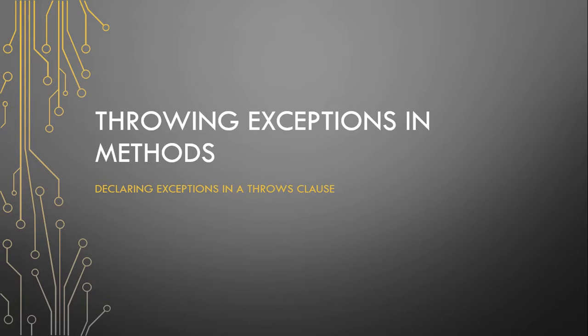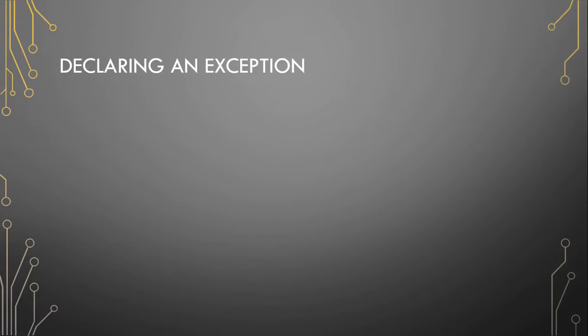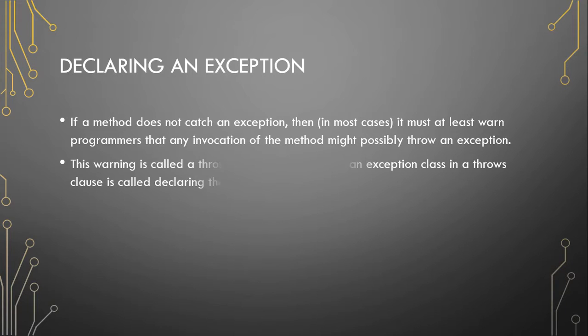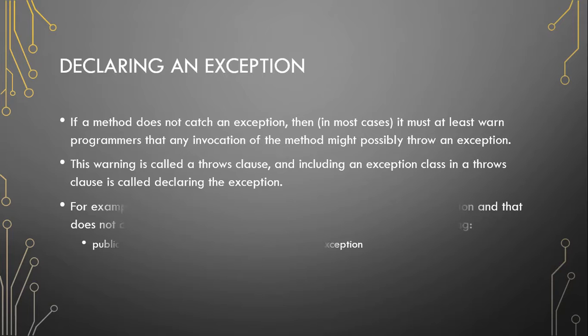Let's talk today about declaring exceptions in a throws clause. If a method does not declare an exception, then in most cases it must at least warn programmers of any invocation of the method that might possibly throw an exception. We looked at it last time, division by zero, a pretty easy one to recognize. This warning, of course, is what's known as a throws clause. Including the exception class in a throws clause is called declaring the exception.